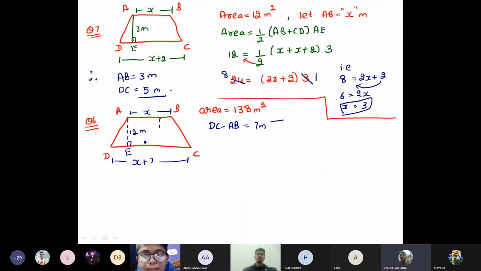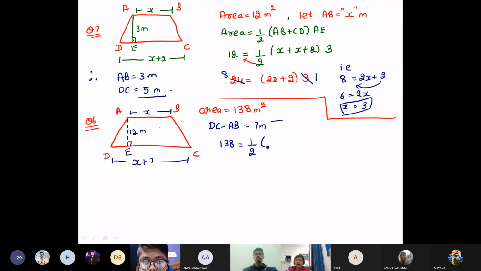Okay. Now, students, can we apply the same formula here also? Area is 138. And what's the formula? 138 is equal to half into sum of parallel sides into altitude. Sum of parallel sides means x plus x plus 7, into altitude. Altitude is 12.